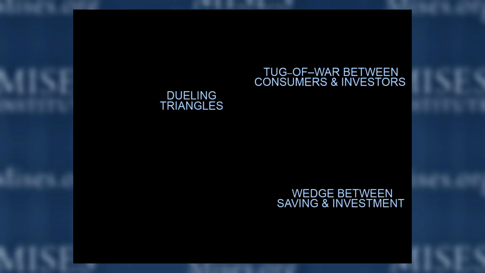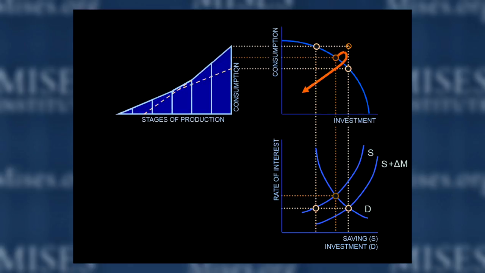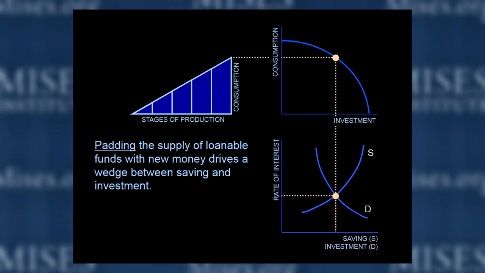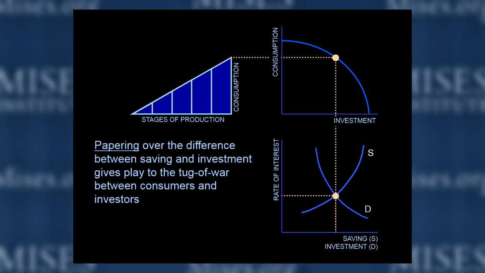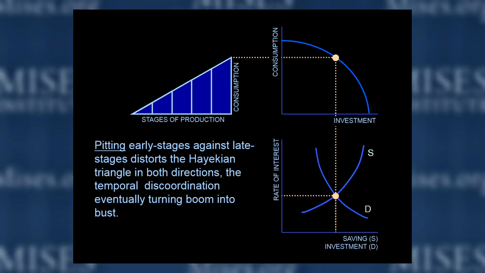Okay. Now, real quickly, because we're almost out of time, you've got a wedge between saving and investment. You've got a tug of war between consumers and investors. All right, here we go. Padding the supply of loanable funds with new money drives a wedge between saving and investment. Papering over differences between saving and investment gives play to the tug of war between consumers and investors. Pitting early stage against late stage distorts the Hayekian triangle in both directions, the temporal discoordination eventually turning boom into bust. So watch the economy respond to credit expansion.